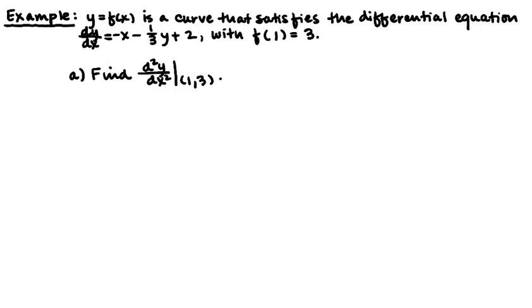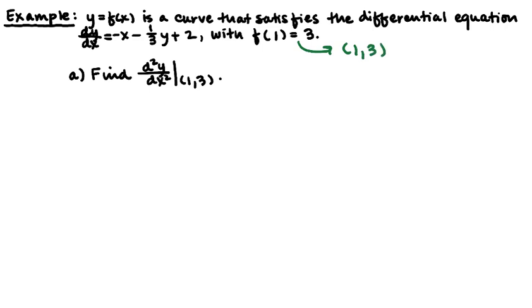All right, here we have one of these problems that's probably modeled after one of the free response questions from an AP exam. y equals f of x is a curve that satisfies the differential equation. Basically, if you take the derivative of this function, you get dy/dx equal to negative x minus a third of y plus 2, with f of 1 equals 3. Well, the first thing I'm going to tell you is that f of 1 equals 3, that means the point 1, 3 is on the graph of f.